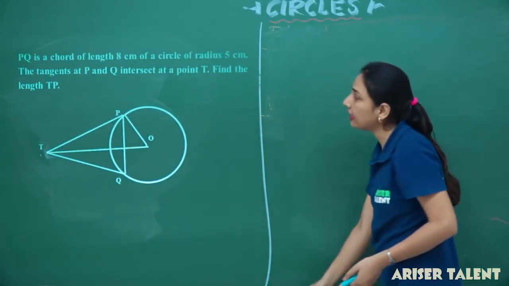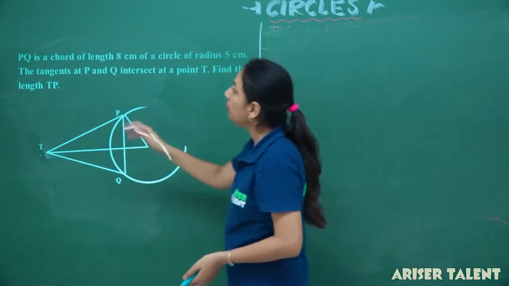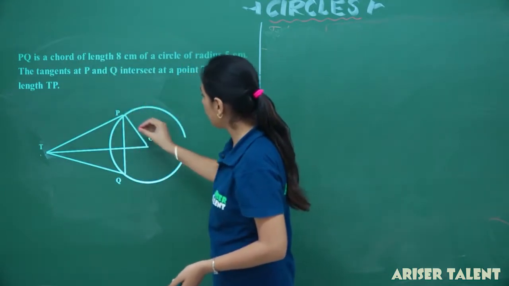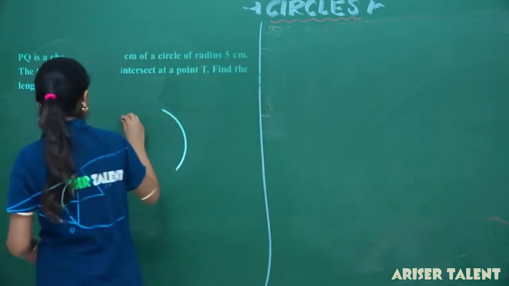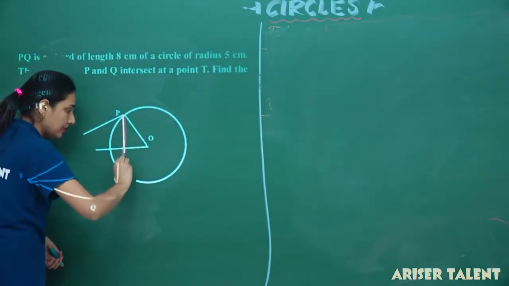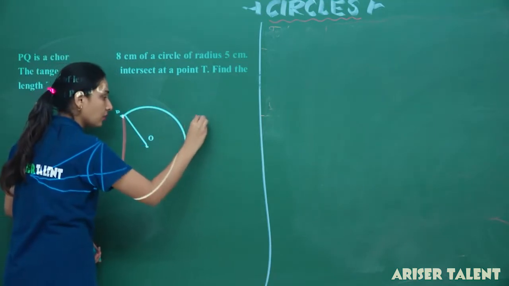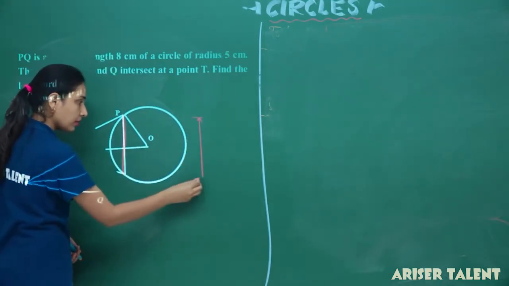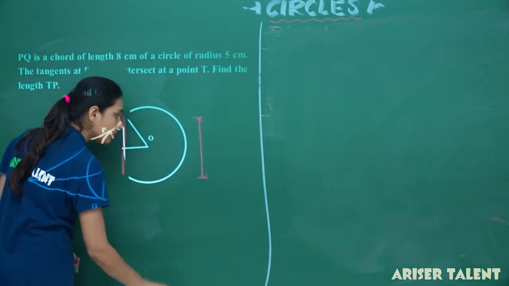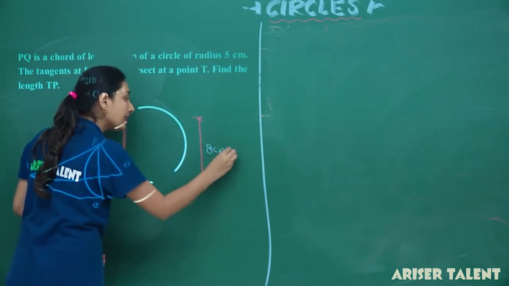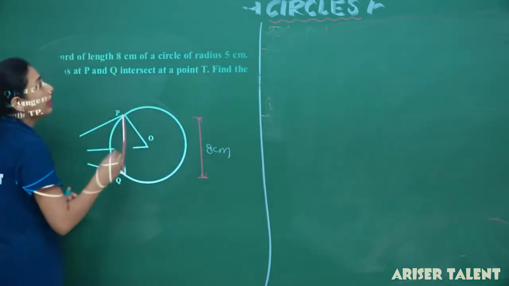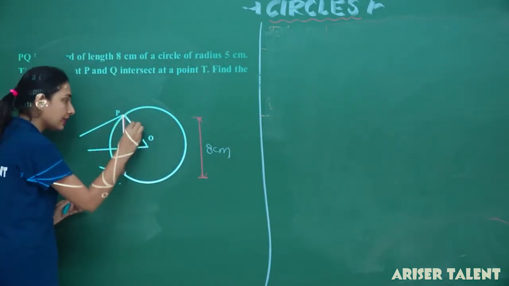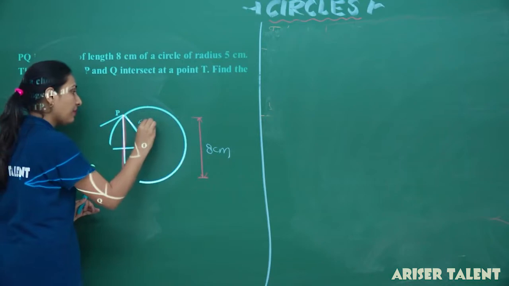Now, moving to the next one, we have PQ as a chord. This PQ is a chord of length 8 centimeters. I am telling you, this is of length 8 centimeters, that is given in the question. Now, the radius of the circle is 5. So this is a radius, so it will be 5 centimeters.